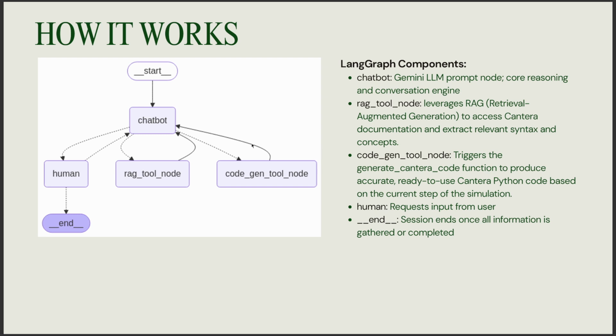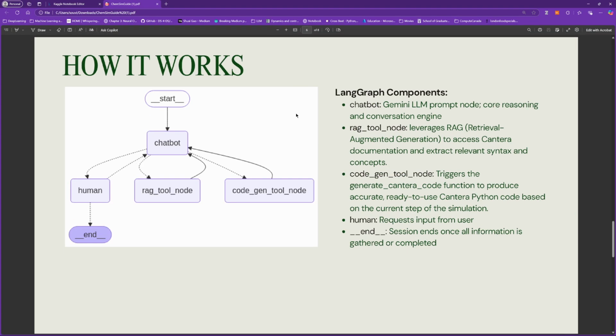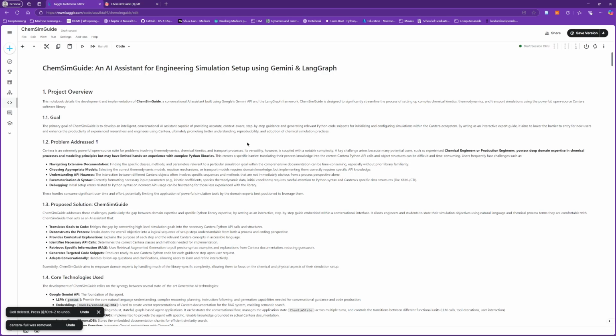All right, now let's switch gears from presentation and dive into the real thing. I will walk you through the Jupyter notebook that powers ChemSimGuide, which shows us how the assistant thinks, retrieves knowledge, and generates the code output.